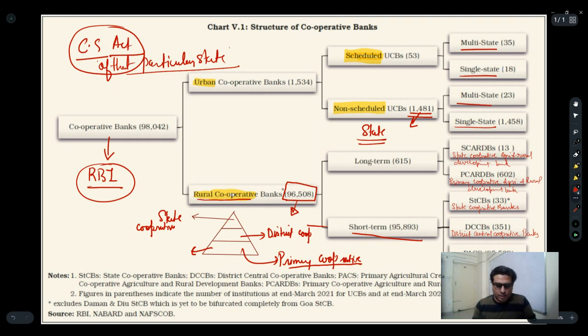So at the short term level, there is a pyramidal structure. At the top, there is a state cooperative. Then in the middle, it is a district cooperative. And then it is a primary cooperative. In other way of explaining this structure, it is like this. At the top, there is a state level cooperative bank. Then there are the many districts. In every district there is their own district cooperative. So these are the district cooperatives.